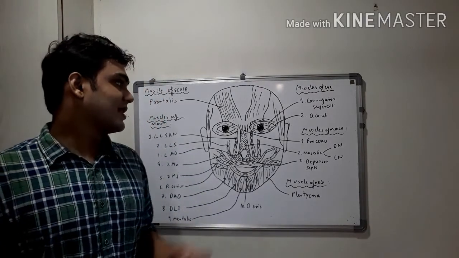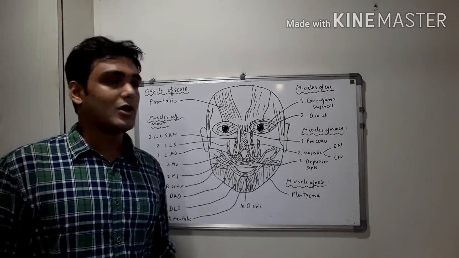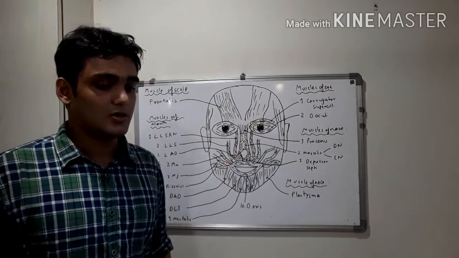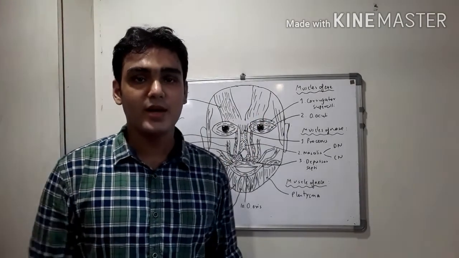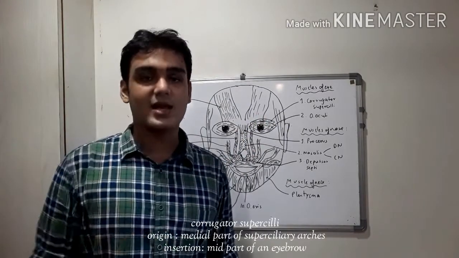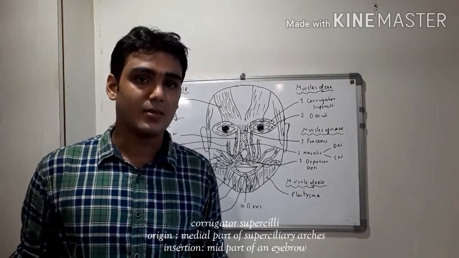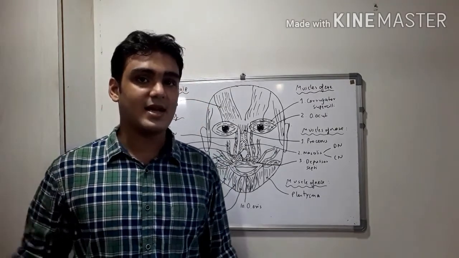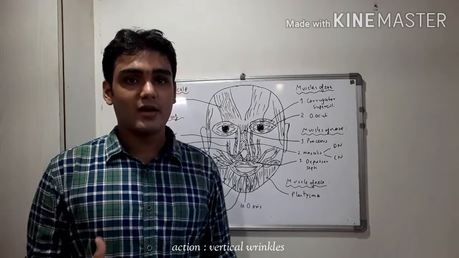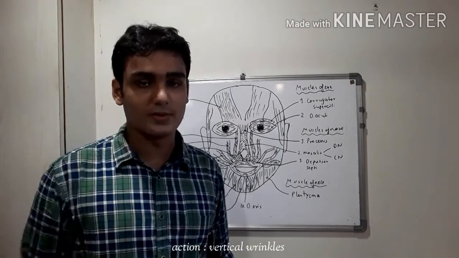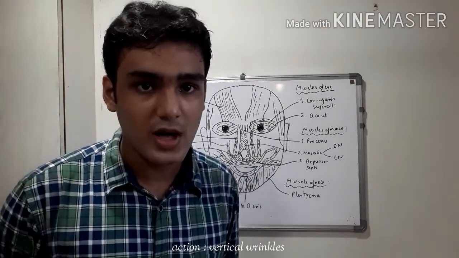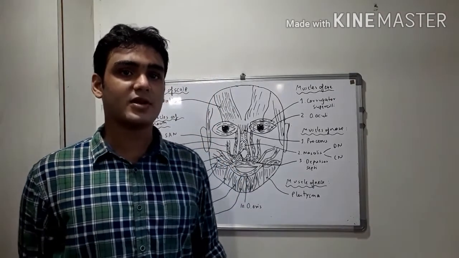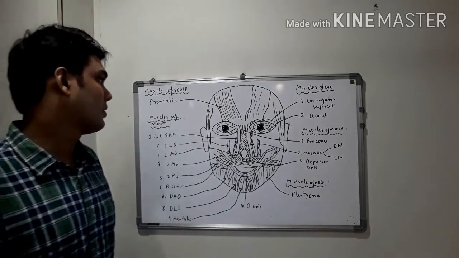Then coming to the muscles around the eye. So we have the orbicularis oculi and the corrugator supercilii. So the corrugator supercilii originates from the medial aspect of the superciliary arches and is inserted at the mid part of an eyebrow. And it has the action of producing vertical wrinkles above the nose. So if you approximate your eyebrows, vertical wrinkles are formed, right? So that is the function of corrugator supercilii.